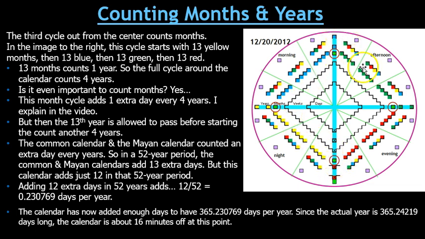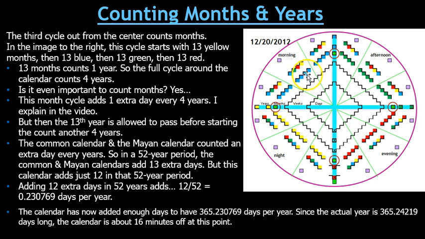Then you go around another 4 years, that's 8 years, count another day. Then you go around another 4 years, that's 12 years, count another day. And then you let a 13th year pass. And then you start counting your 4-year cycle from this point. 1, 2, 3, 4. And add another day right here. 5, 6, 7, 8. Add another day. 9, 10, 11, 12. Add another day here.